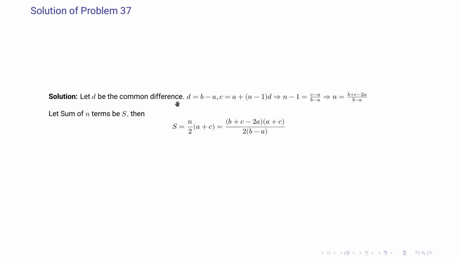So we let D be the common difference. So D is equal to B minus A, and C is equal to A plus (N minus 1) into D. That is, N minus 1 is equal to (C minus A) by (B minus A). That is, N is equal to (B plus C minus 2A) by (B minus A).